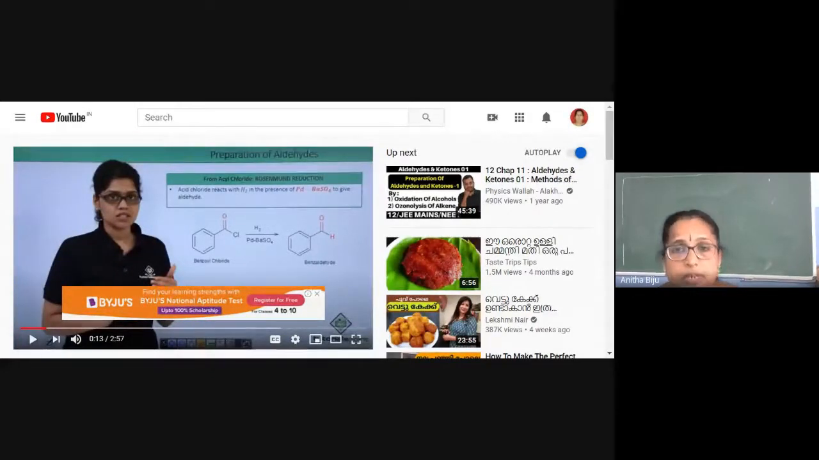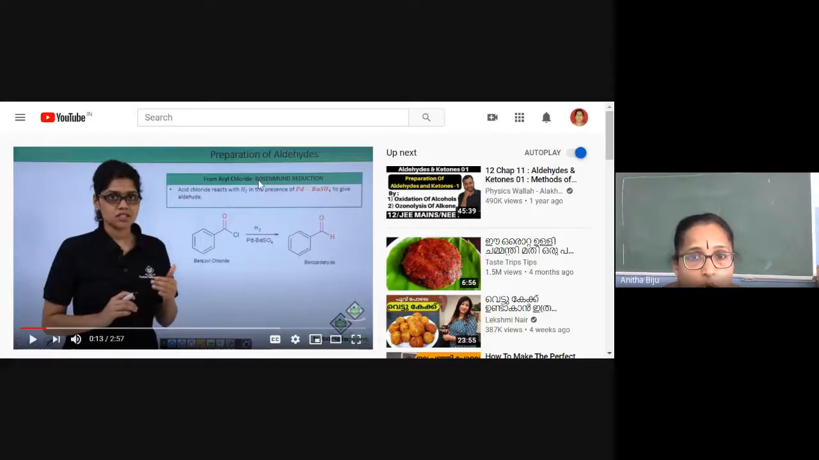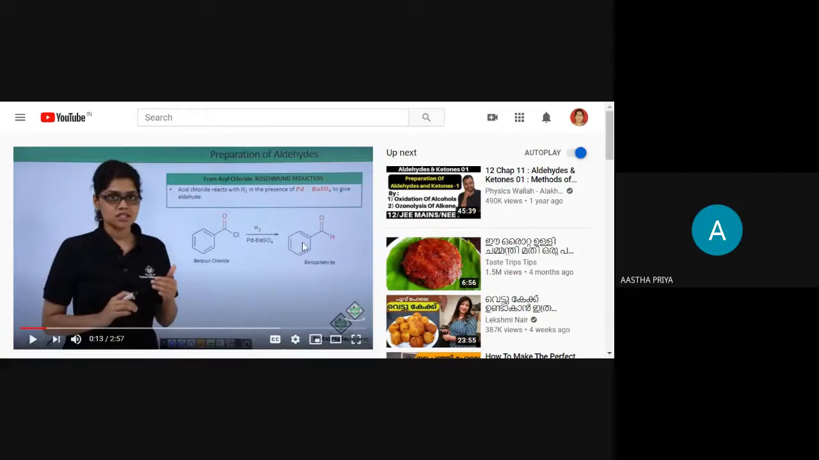So first we will discuss a method of preparation, and it has a name. You can see the name, it is a Rosenmund reduction reaction. Can you see this? Rosenmund reduction. So you can write the first heading, Rosenmund reduction.